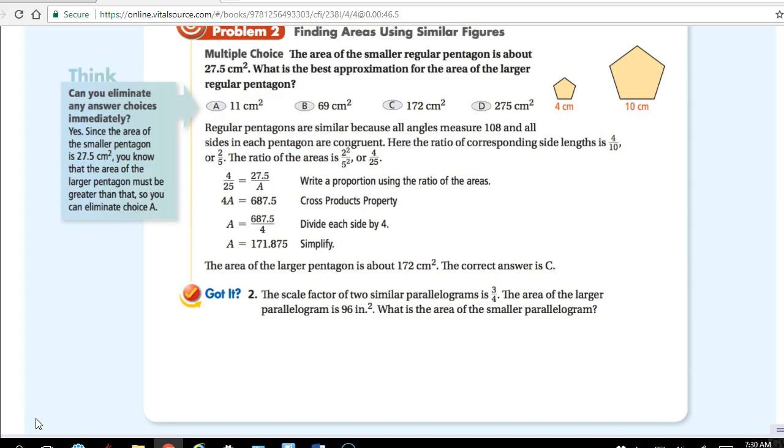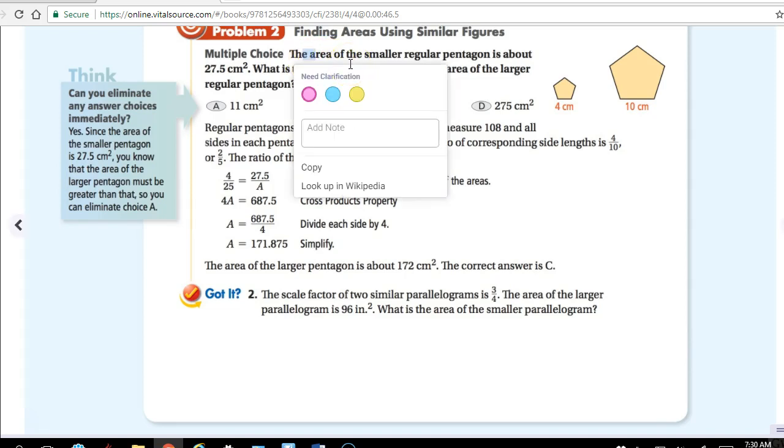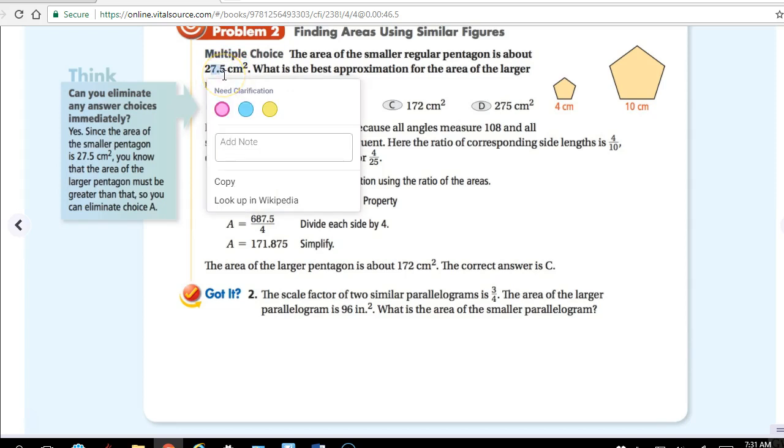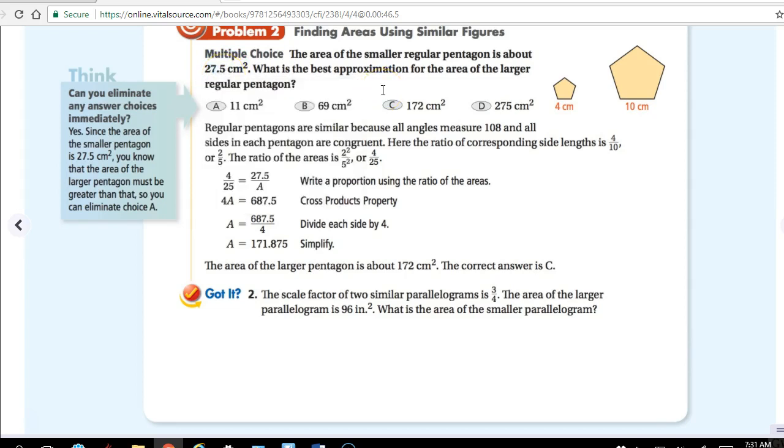So let's read the problem. It says the area of the smaller pentagon is about 27.5. I'm sorry. What is the best approximation for the area of the larger regular pentagon? Okay, so it's telling us that the smaller one has an area of 27.5.